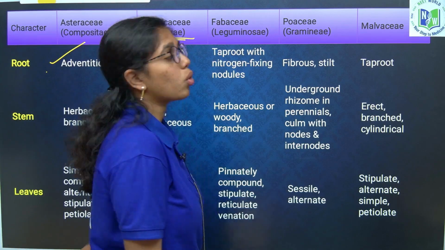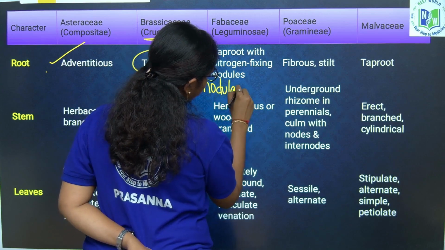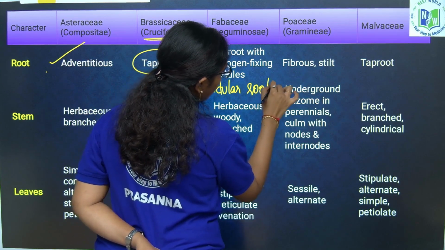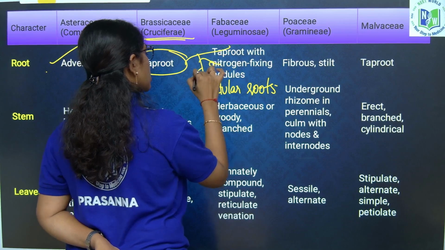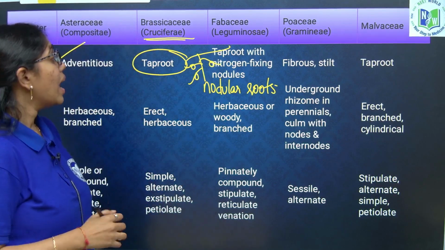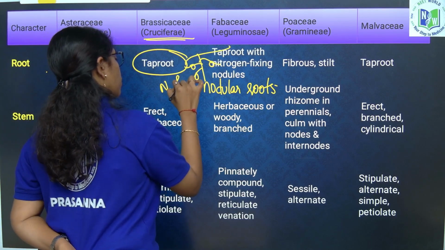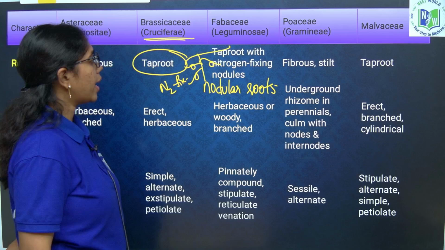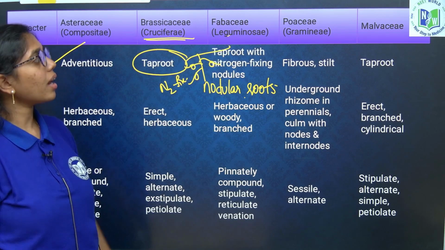and Fabaceae members are most unique and well known for nodular roots. They are well known for what type of roots? Nodular roots, where the roots will possess nodules. These are formed because of the association of Rhizobium leguminosarum, which will fix the nitrogen. They will fix what? Nitrogen. So here it is taproot system and it has nodular roots.